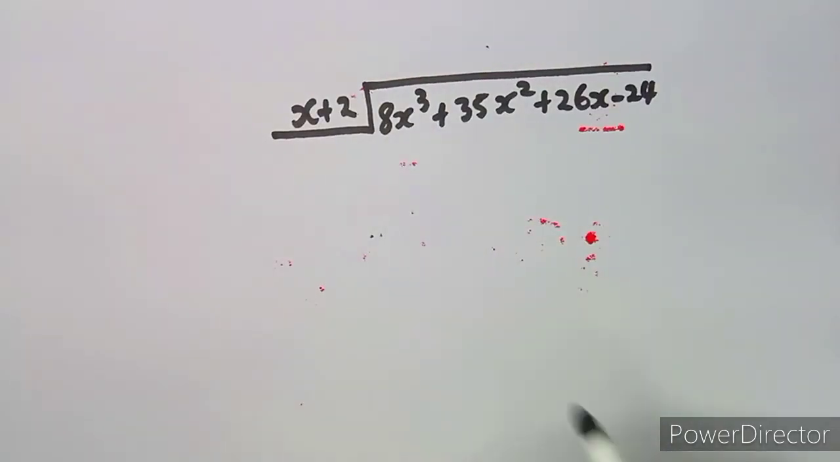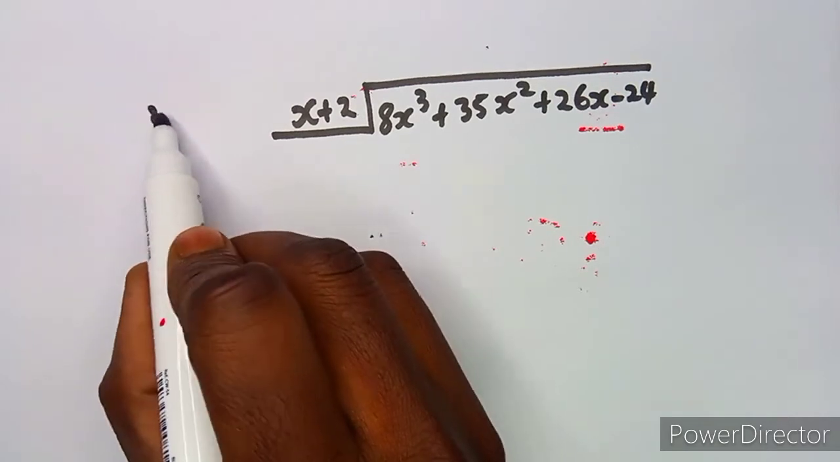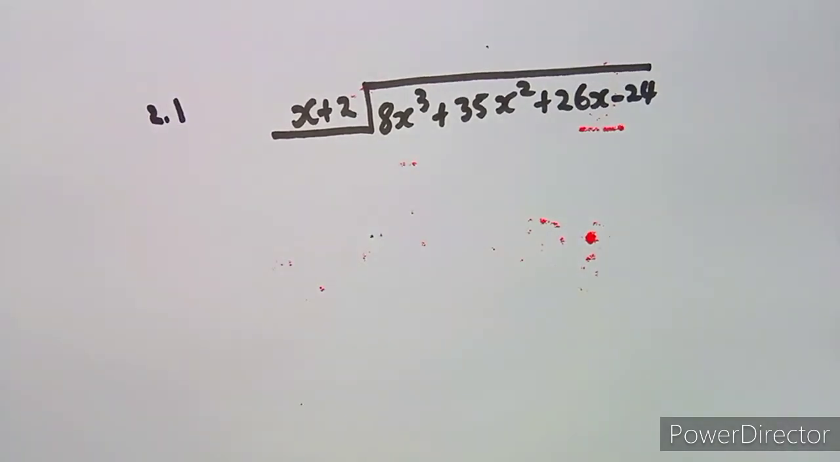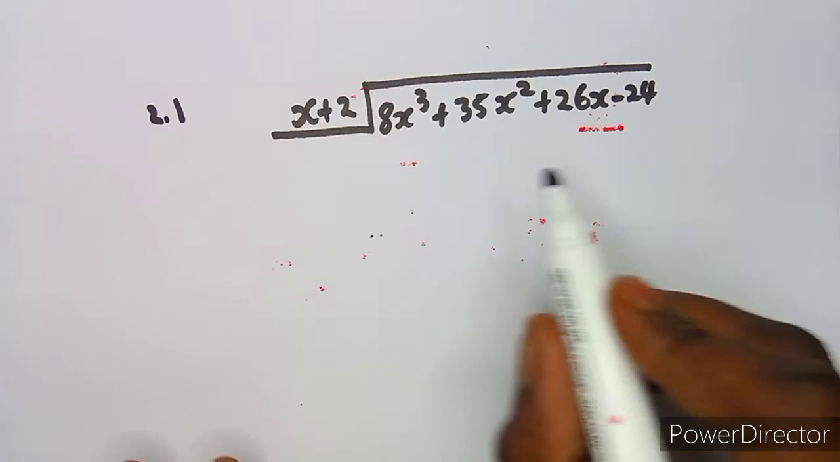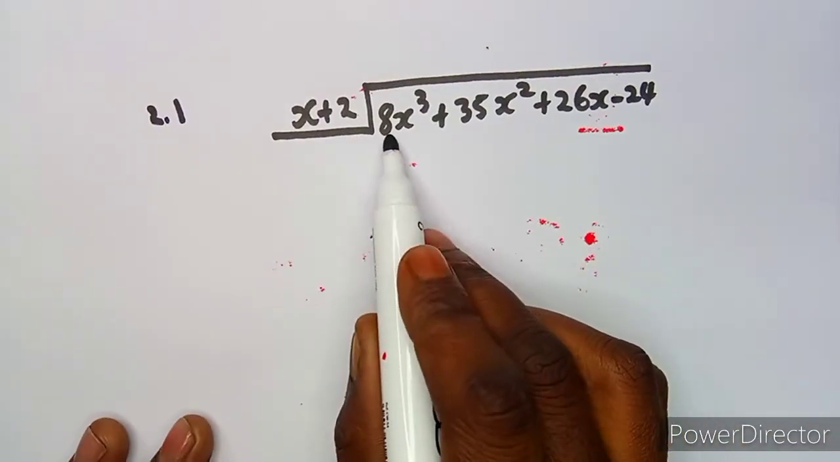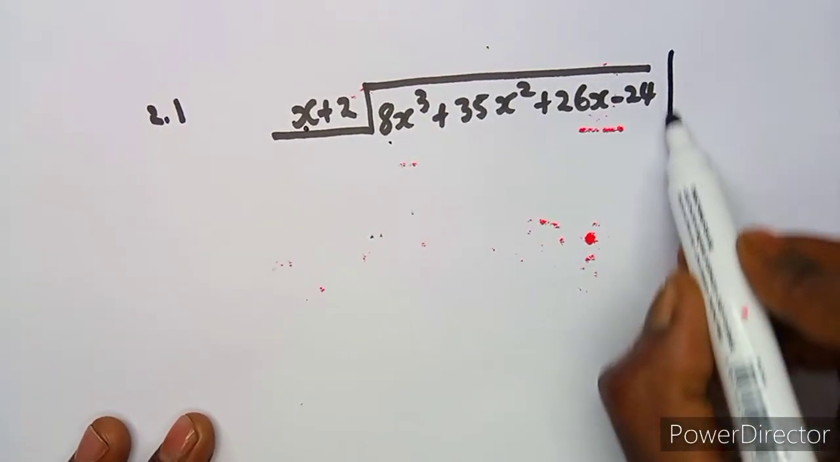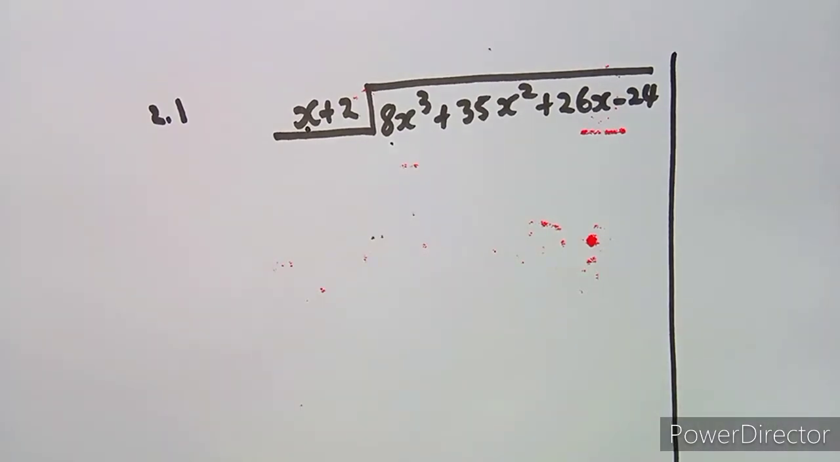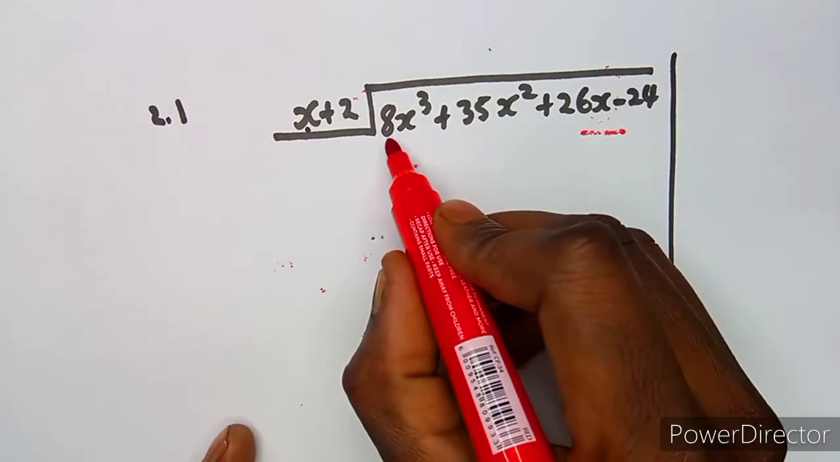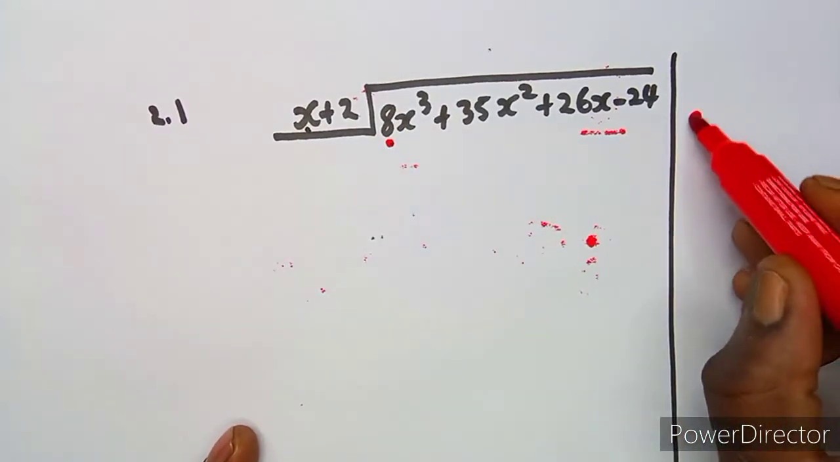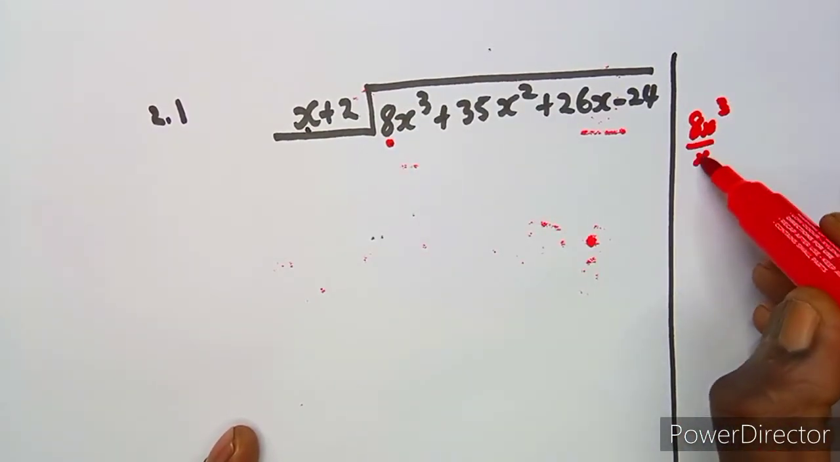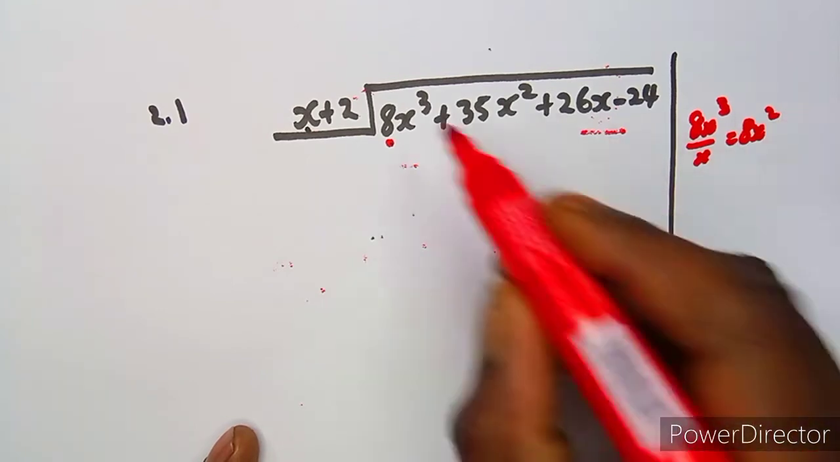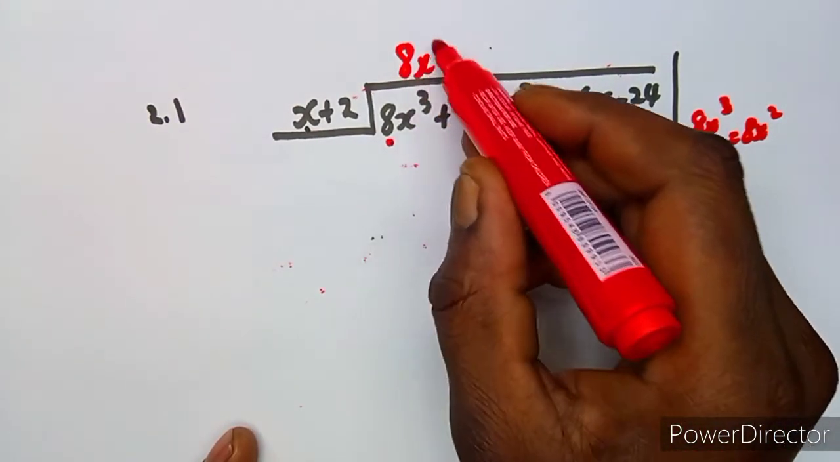All right, because that's what we have here, guys, and we know that whenever you are dividing, remember the concept. Okay, let me just write 2.1. This is 2.1. Remember we've been talking about this, guys, the first term is always divided by the first term. So which means we are going to have this 8x cubed divided by x, which is going to give us 8x squared.